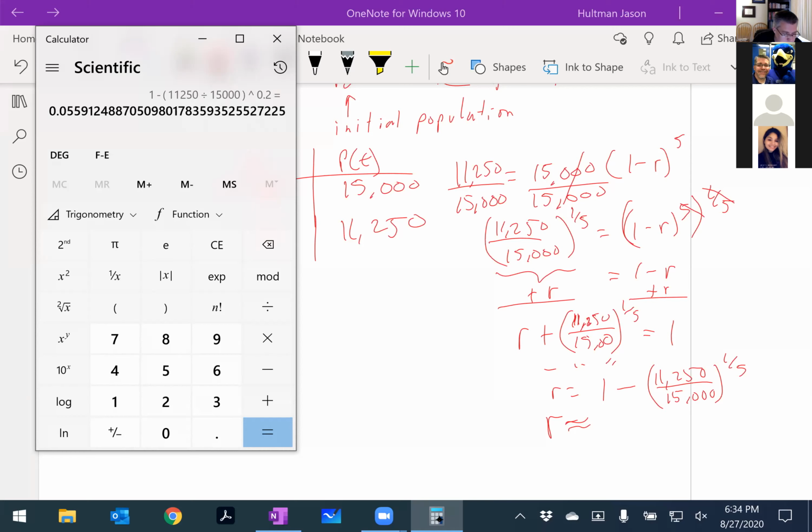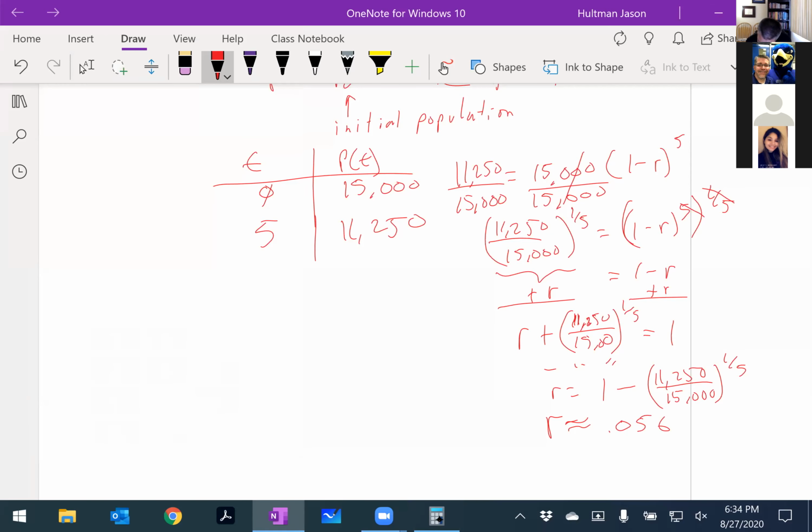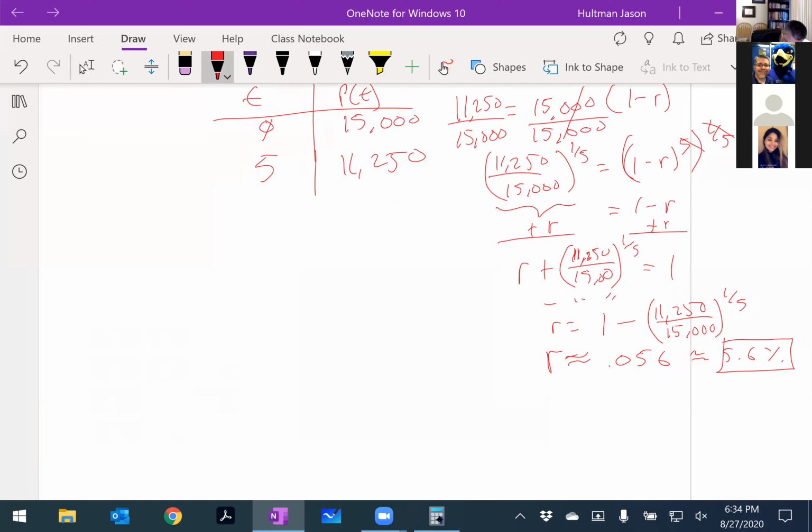Okay, and it tells me this is about 0.056, or about 5.6%. So the decay rate, it's going down about 5.6% per year. That's the decay rate. Okay, so how could I write this as a decay model? Well, this is going to be my final population is my initial population, which is the 15,000, times 1 minus this decay rate of 0.056, raised to the t power. This is going to be my model for t years.